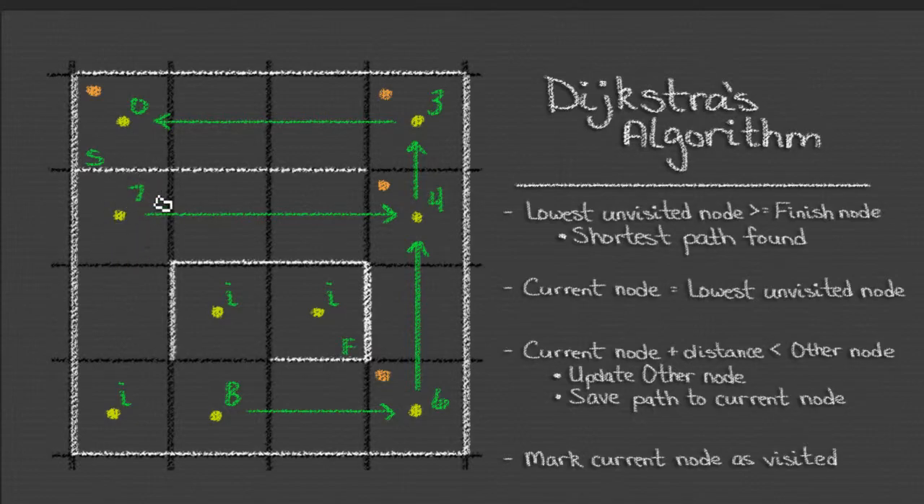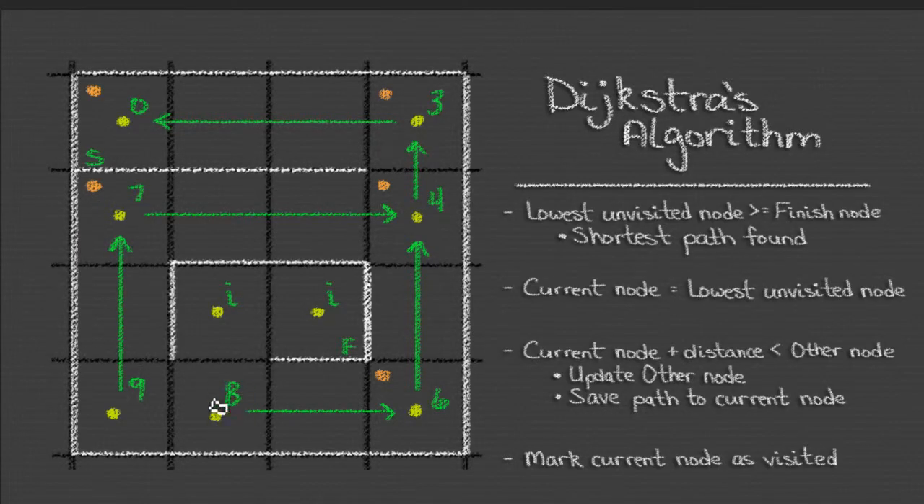7, greater than or equal to infinity? No, so we're going to mark it as current. And we're going to do 7 plus 1, 2 equals 9. Update this to 9 and reference it back. That's all the nodes that this is connected to, so we can mark it as visited.